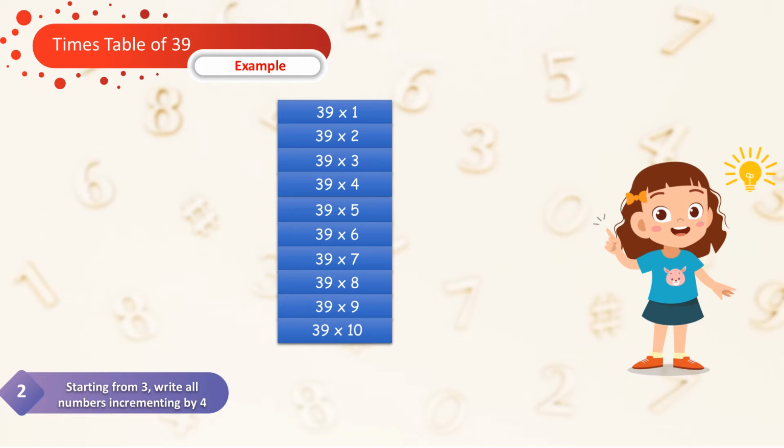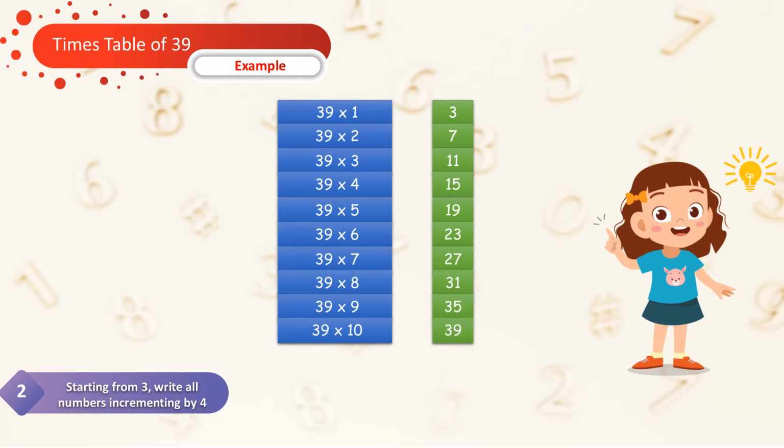In the next step, we are going to start with the 10th digit of 39, which is 3, and we will be adding 4 at every step to the rest of the numbers. So as an example, start with 3. 3 plus 4 gives 7. 7 plus 4, 11. 11 plus 4, 15. 19, 23, 27, 31, 35 and 39.